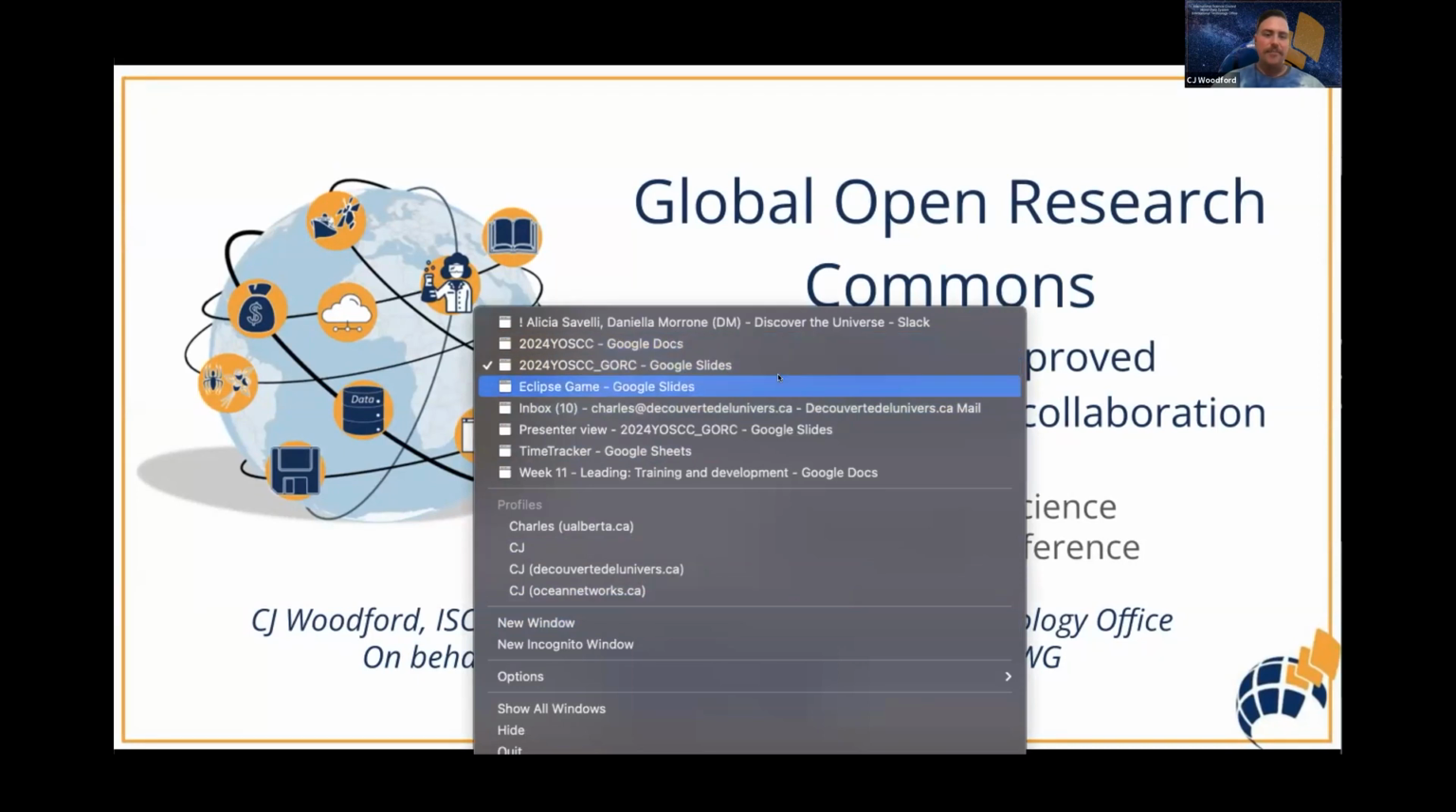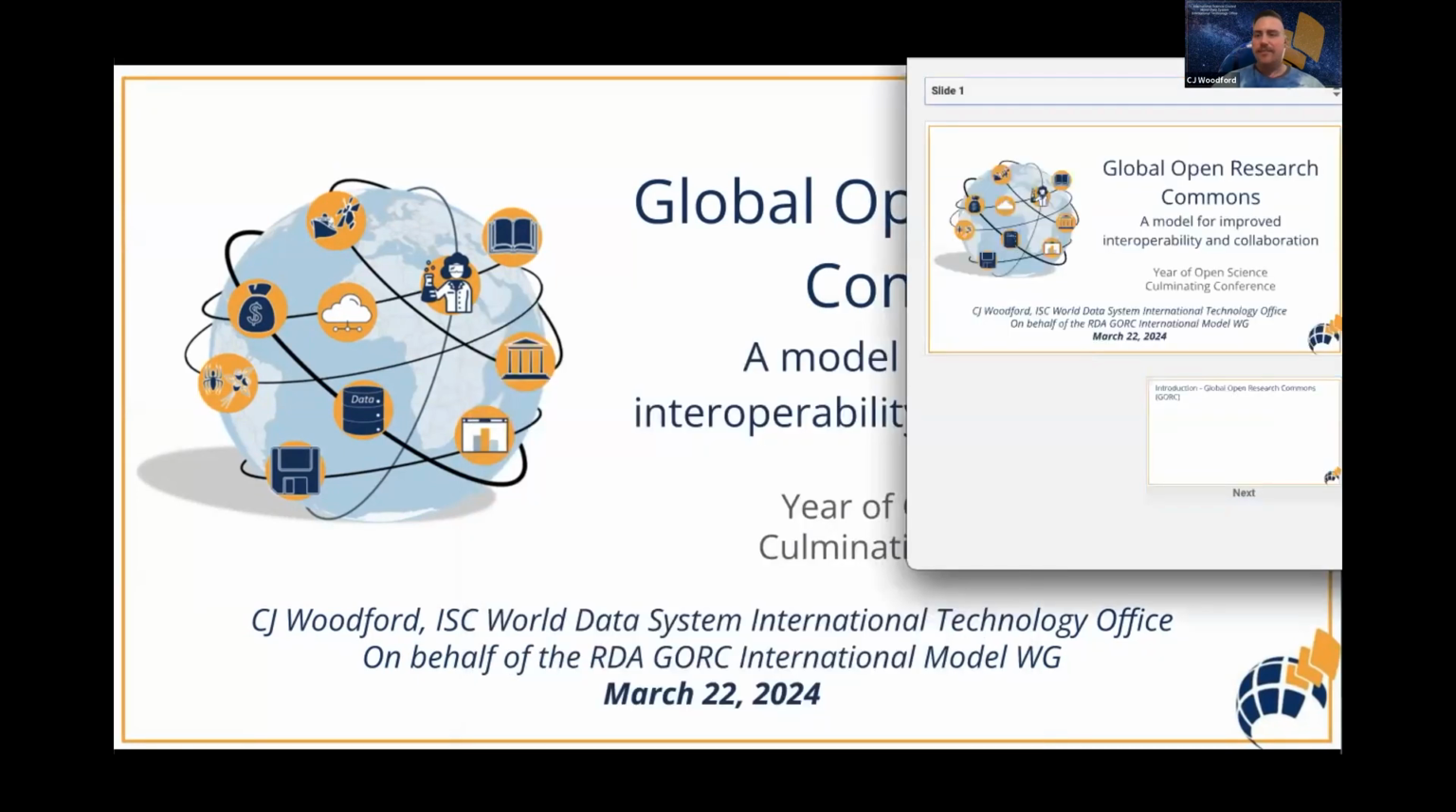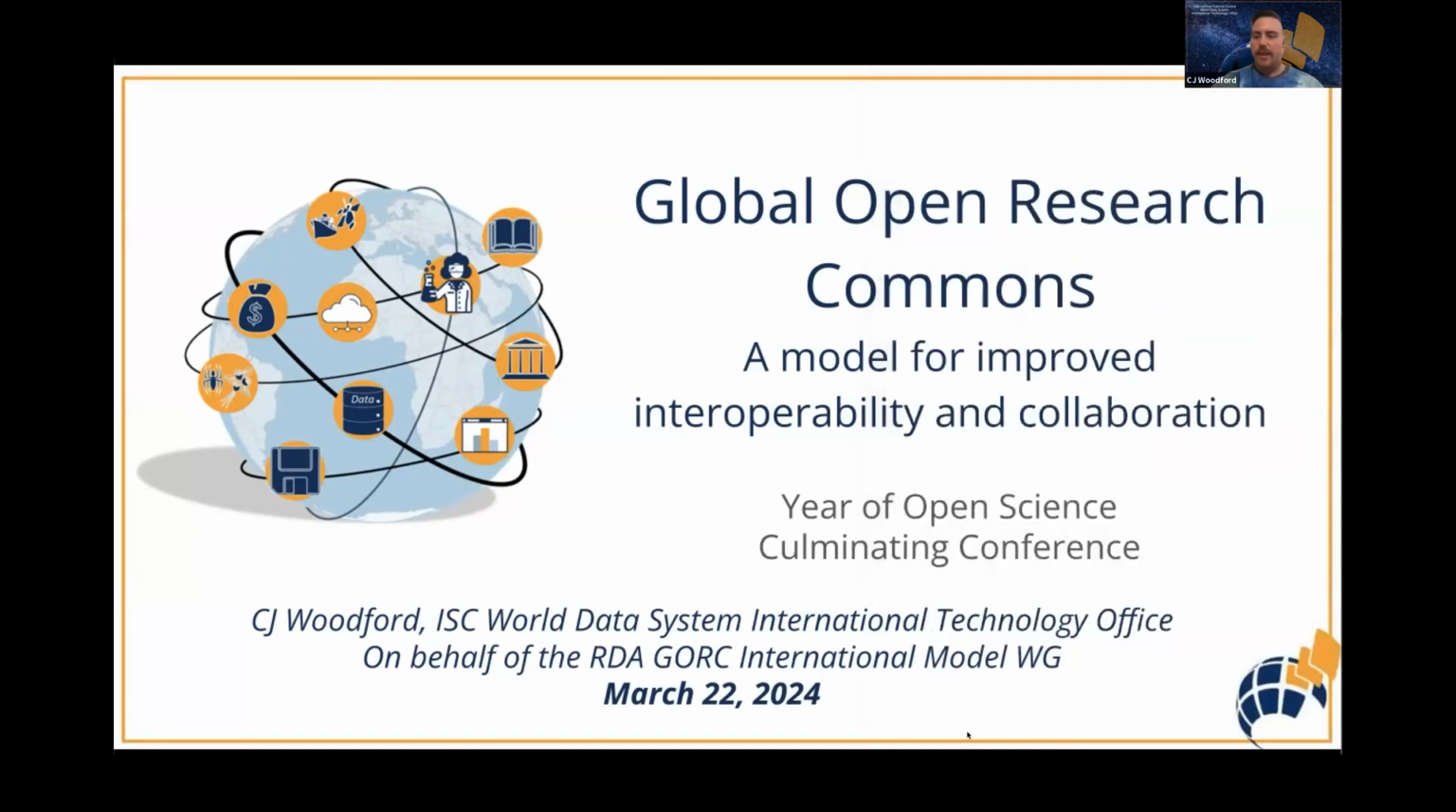you. My name is CJ Woodford, and I am a research associate with the International Technology Office with the World Data System. And I'm not presenting on only our work for the World Data System, which is a membership of repositories internationally, but really I'm presenting on behalf of an entire working group with the Research Data Alliance, which is the Global Open Research Commons International Model Working Group.